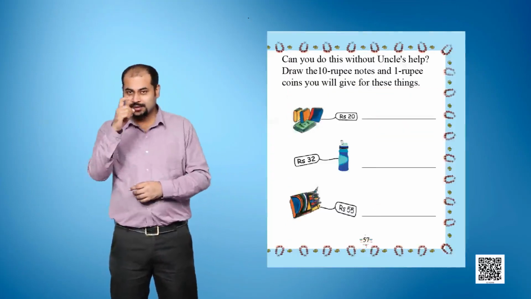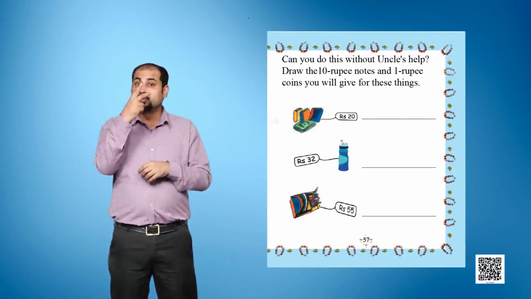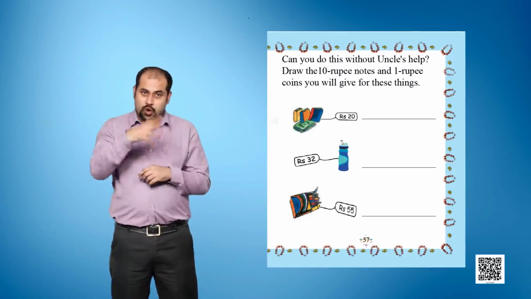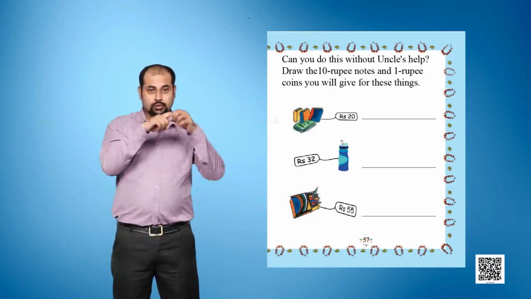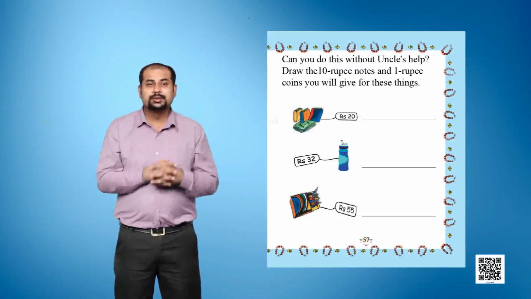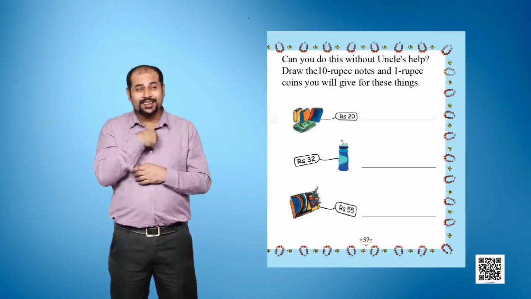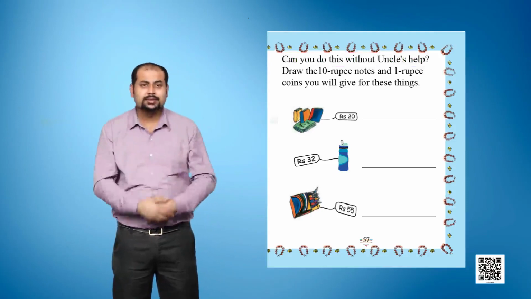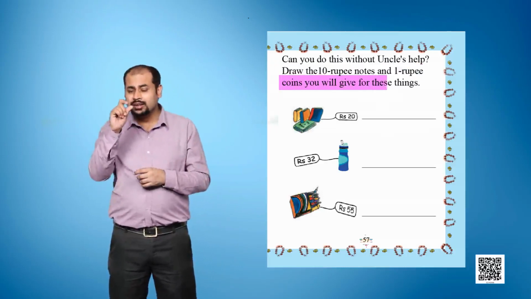Page 57. This page is divided into 2 parts. Each part has questions and related pictures. Let's begin reading part 1. Part 1. Question. Can you do this without uncle's help? Draw the 10 rupee notes and 1 rupee coins you will give for these things.